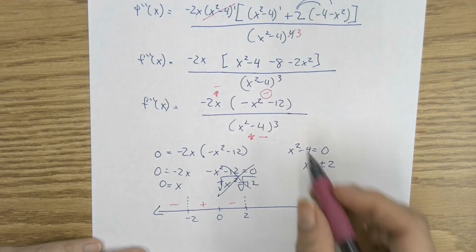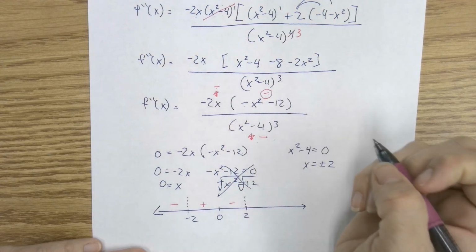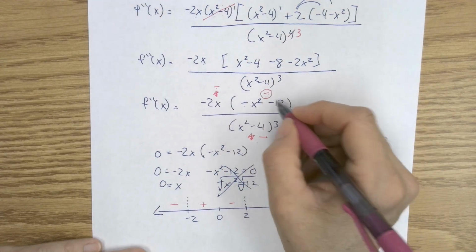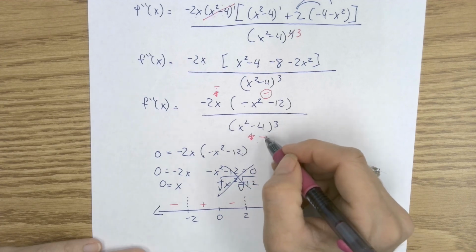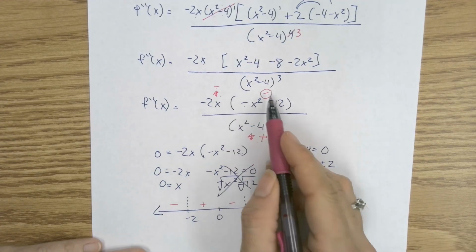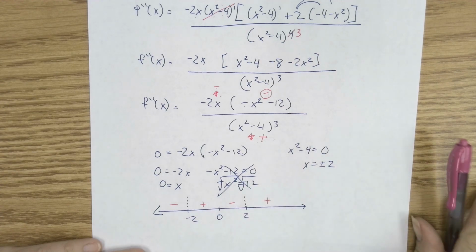And then greater than 2, like 3. Negative 2 times 3 is negative. Negative 3 squared, that's negative. 3 squared is 9, minus 4 cubed is going to be a positive. So a negative times a negative over a positive is a positive.